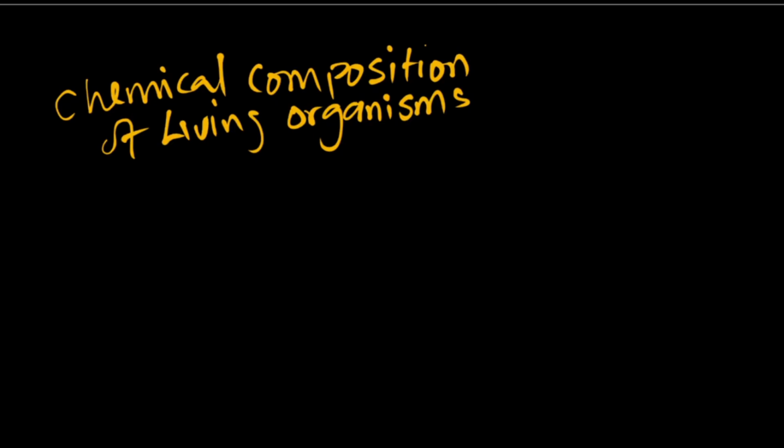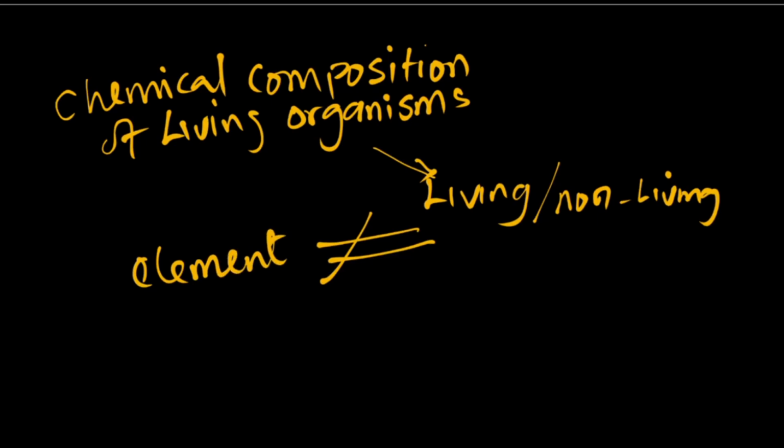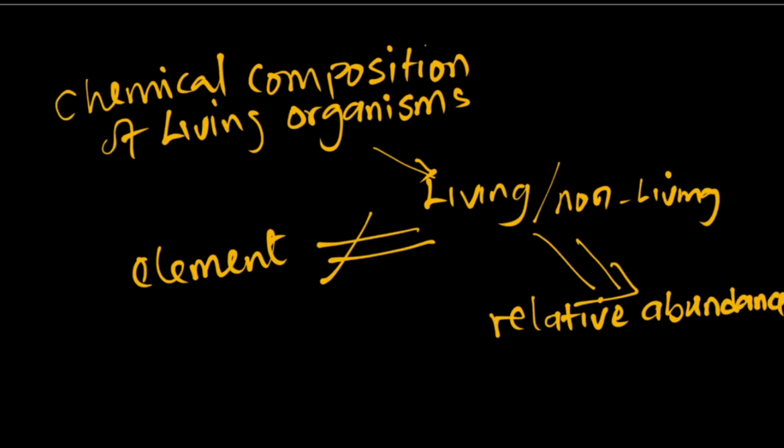In other words, living organisms and non-living matters are not distinguished by the chemical elements they contain, but they are distinguished by the relative abundance of these elements.